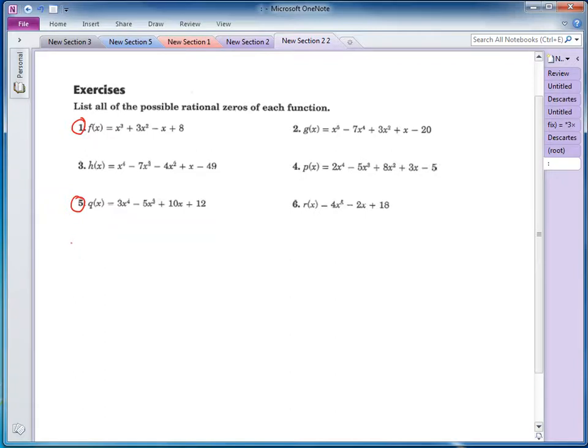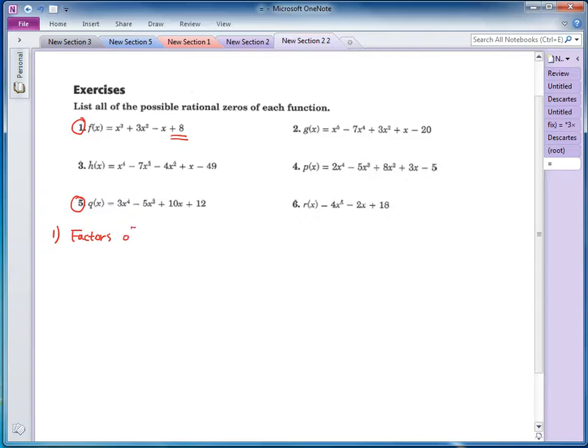Question number 5. I don't have enough space here, so I'm going to use notebook paper. If you have your notebook paper, use notebook paper. First, I need to start with factors. Let's start with the last number. The last number goes on the numerator. What's the last number? 8.